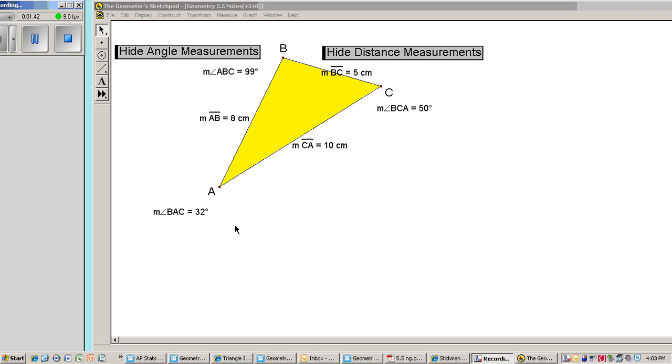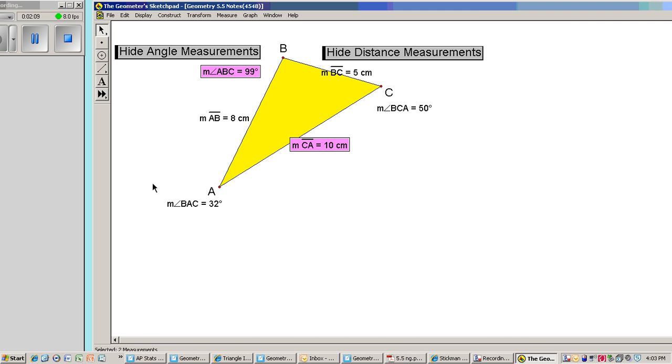Well, let's take a look and find out which one is our smallest angle measure. Our smallest angle measure is here, and it is 32 degrees. Let's see which one our shortest side length is. We have 5, 8, and 10, so 5 is our shortest side length. Our largest side length is 10 centimeters long, and our largest angle measure is 99 degrees. Taking a look at the placement of these, we start to notice a pattern. If we take a look at the medium angle measure and the medium side length, we notice that they are here and here.